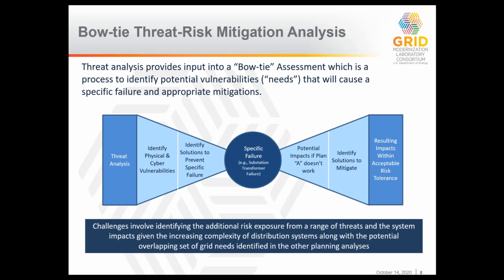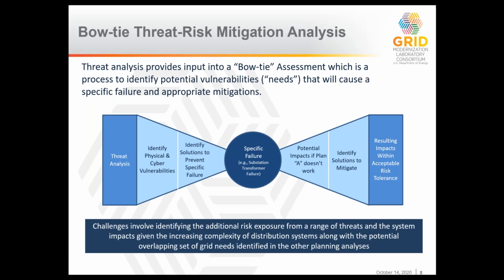Now, in every case, we're not always able to avoid having that particular failure. And so what you want to have is plan B. That is, what happens if that failure still occurs? Do you have a mitigation in place to basically reduce the impact, both on the physical grid as well as customer impact in terms of outages? So the potential impacts are that next step.